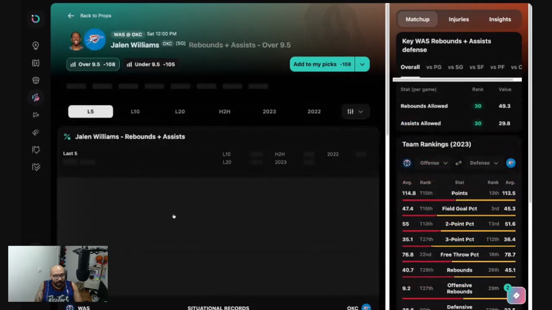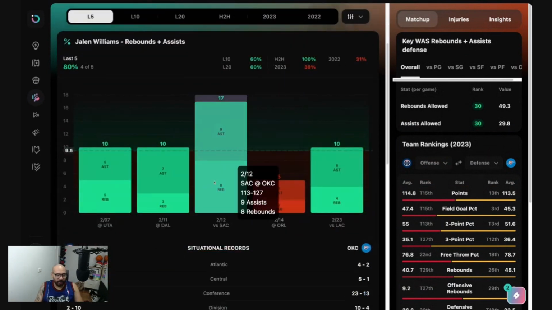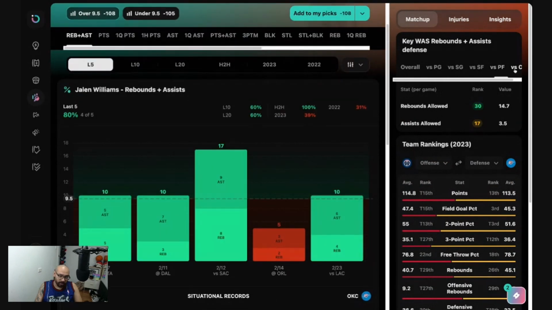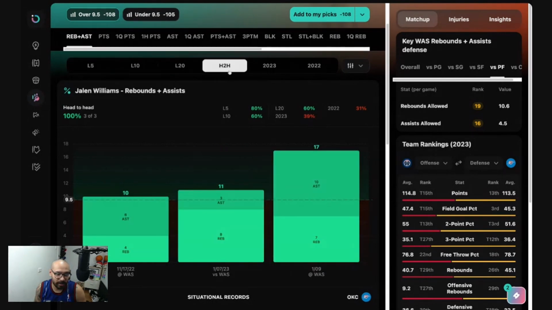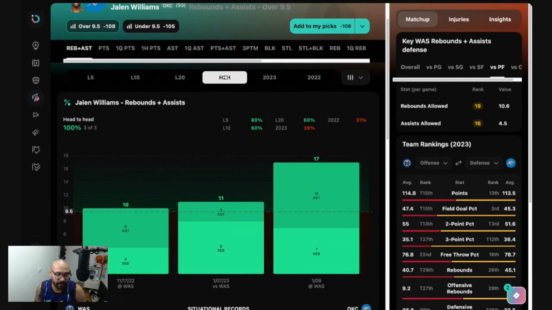Let's have a look at J-Dub. So looking at his rebounds plus assists, over 9.5. He's hit this in 4 out of his last 5. Check that out. In terms of the matchup, look, the Wizards give everyone a good matchup, except for probably power forwards. So they do a good job on power forwards by the looks of things. But Jalen Williams has got it done against them before. Check that out. Last 3 games against the Wizards, he's had 10, 11, and 17. So most recently, 7 rebounds and 10 assists against the Washington Wizards.